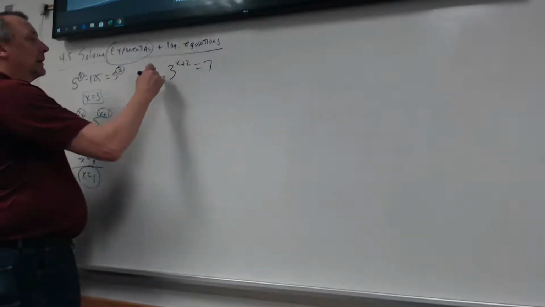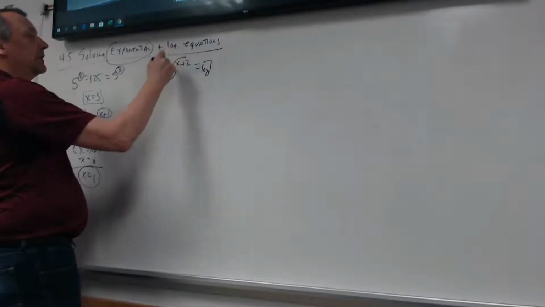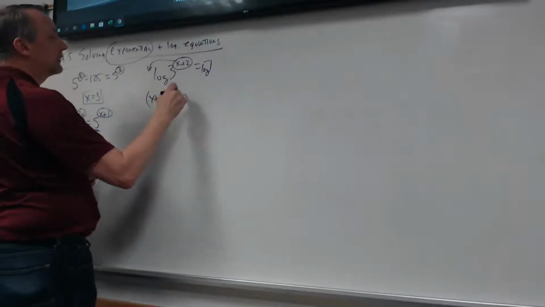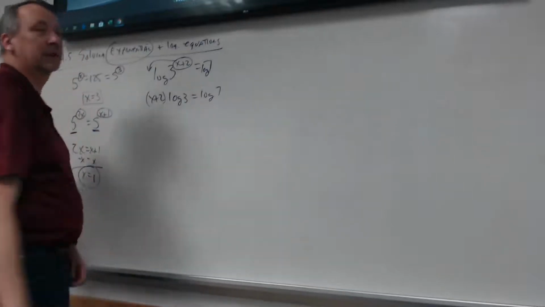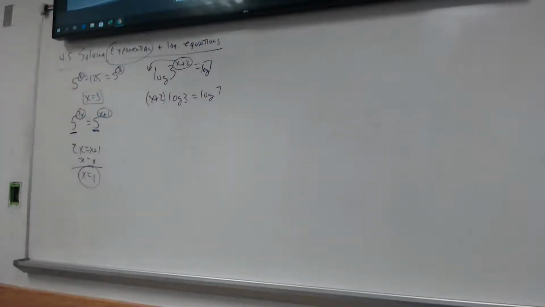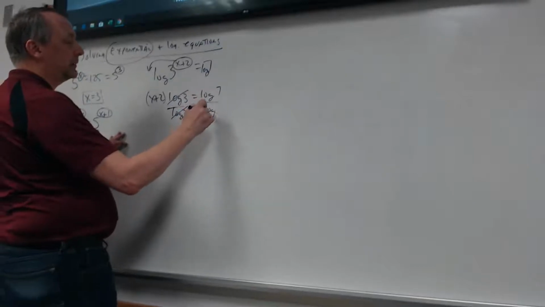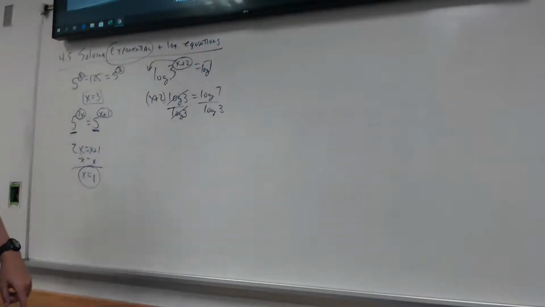So I'm going to take the log of both sides, right? And because I take the log, what can I do with that? Pull the exponent out front. So this becomes x plus 2 times the log of 3 equals the log of 7. Now what? We need to solve for x, get x all by itself. So we can divide by log of 3. Those will cancel. Log of 3 is base 10.